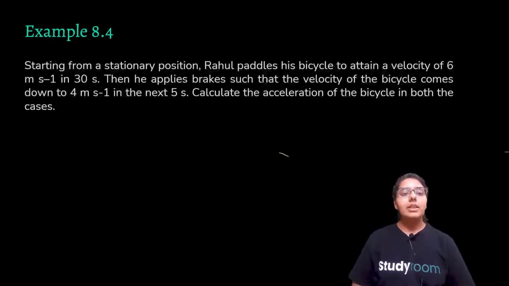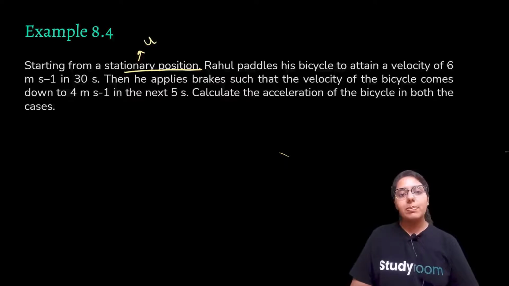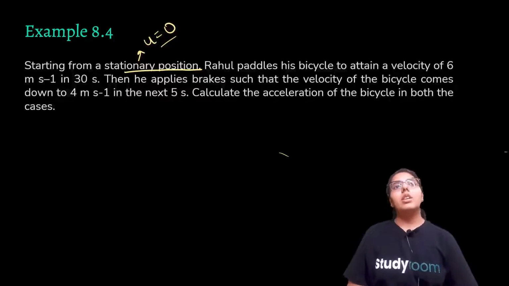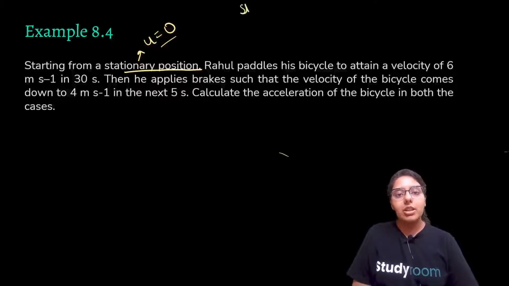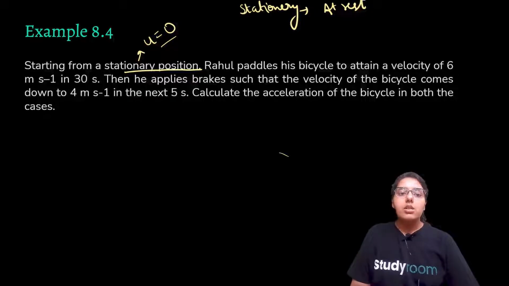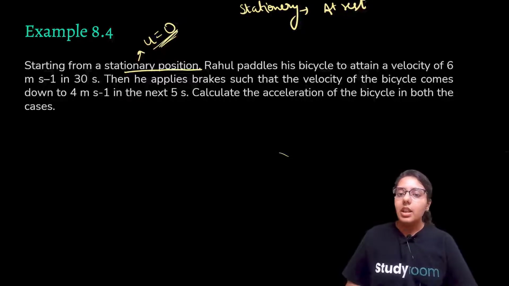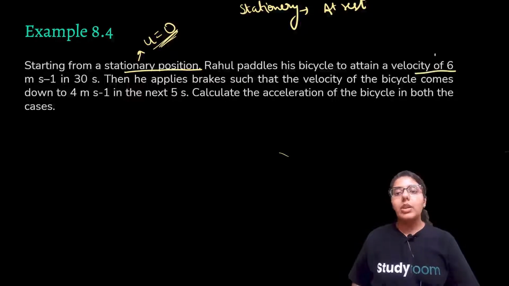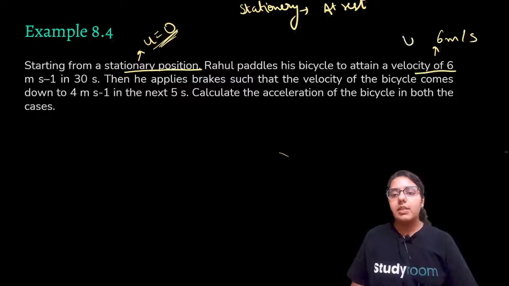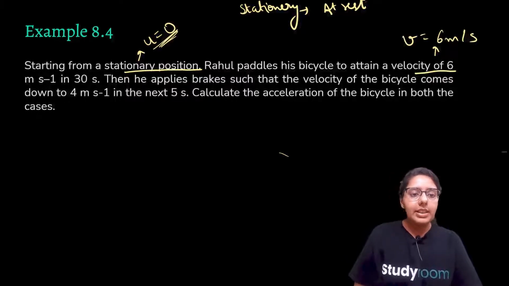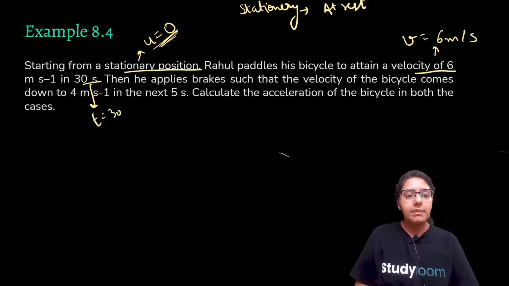So let's do one example. Starting from a stationary position. If the position is stationary, what does that mean? Our initial velocity is 0, because stationary means at rest. Starting from a rest position, of course we don't have any velocity, right? We don't have any speed. Rahul paddles his bicycle to attain a velocity of 6 meter per second. He wants to get a velocity of 6 meter per second. So this is his final velocity, right? In 30 seconds. So our time is 30 seconds, right?